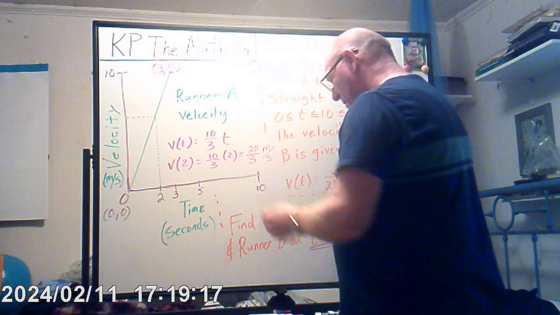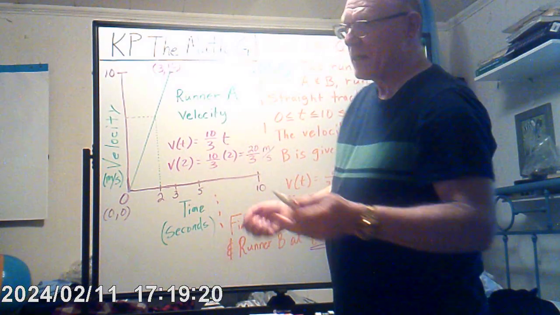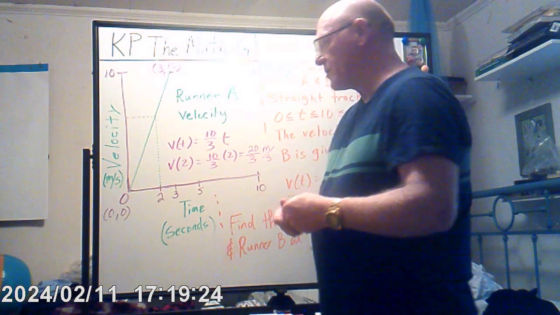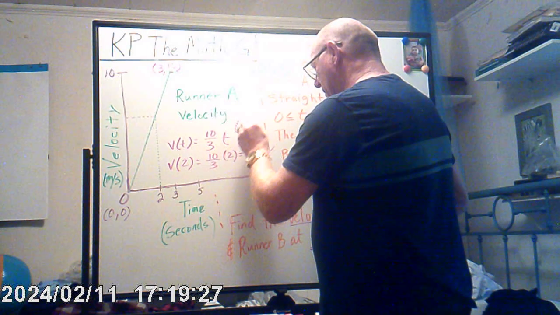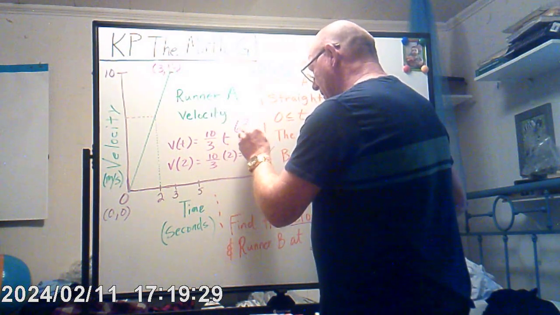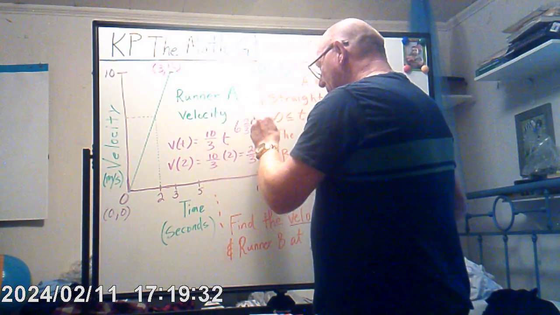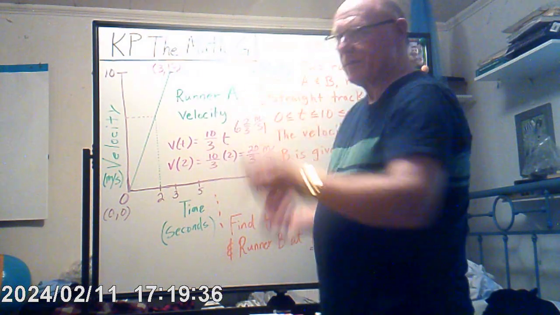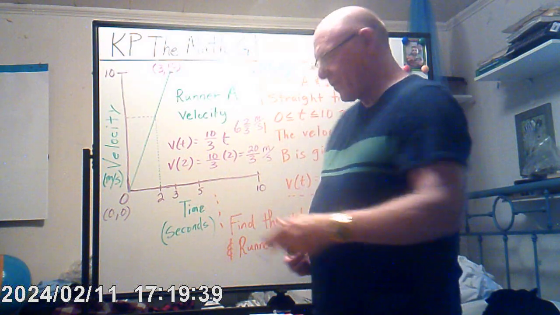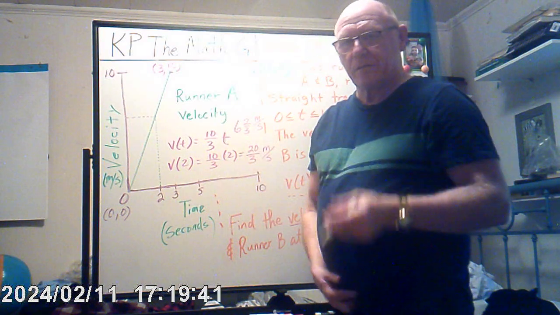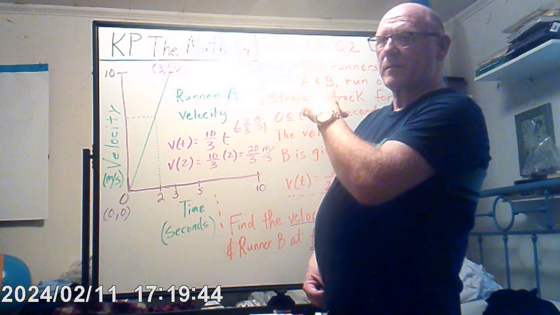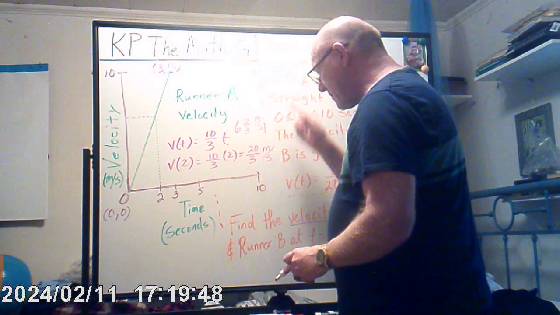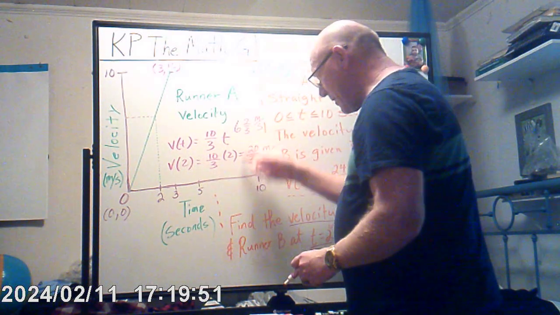Runner A, 20 over 3. I guess that's probably 3 times 6 is 18, 19, 20. So 6 and 2/3, if you want to be a little bit precise about that. Meters per second, and some people say 6.667 if you want to do that. 2/3 is just 0.66666, a repeating decimal.